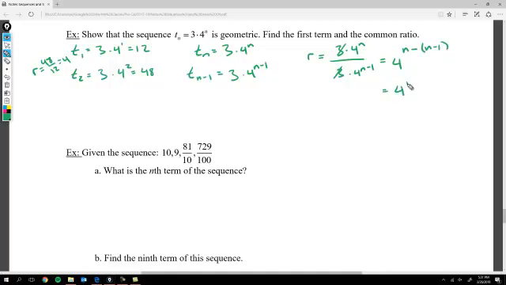Which means I have 4 to the n minus n plus 1, which is just going to be 4. n minus n is 0, and 4 to the first power is just 4. So I get a common ratio of 4, which matches what I was expecting.